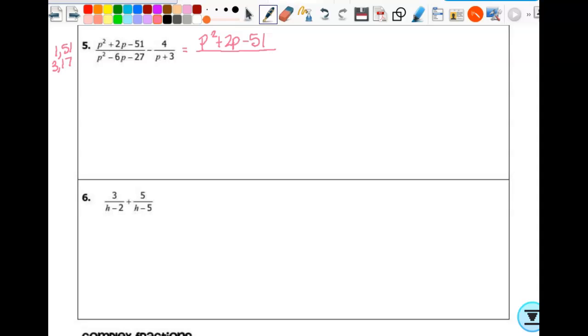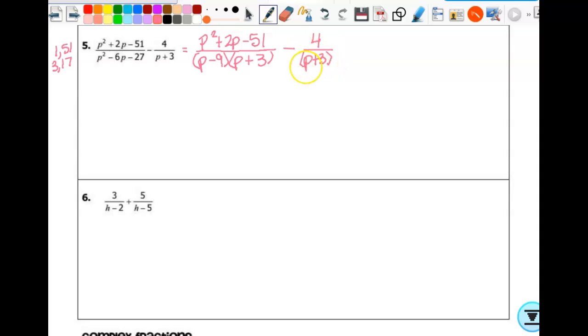So let's look at the denominator. I need 2 numbers that multiply to give me negative 27 with opposite signs that combine to give me negative 6. Can I factor that one? Yes. Okay. So I can factor that. It's going to be p, and let's see, my numbers would be a negative 9 and a positive 3. Right? And then remember, I'm subtracting 4 over p plus 3.